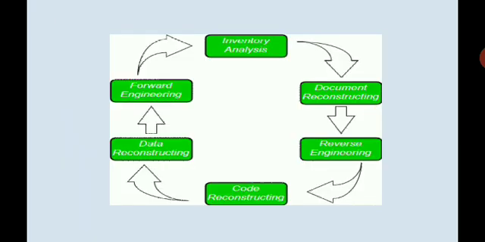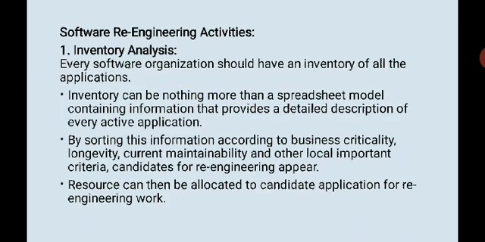So you do an inventory analysis, then document restructuring, then reverse engineering, code restructuring, data restructuring, and forward engineering. So this has a number of activities. The first one is inventory. Every organization has an inventory of all its applications. The inventory can be nothing more than a spreadsheet model containing information that provides a detailed description of every active application. So you are making this information very detailed, describing each and every application. By sorting this information according to business criticality, longevity, current maintainability, and other locally important criteria, candidates for reengineering appear, right?